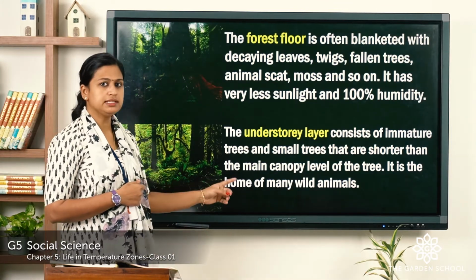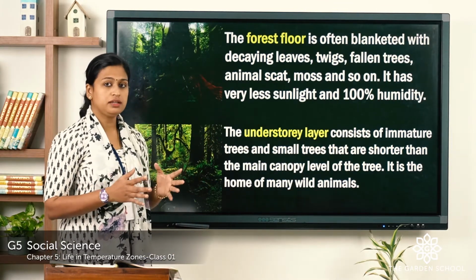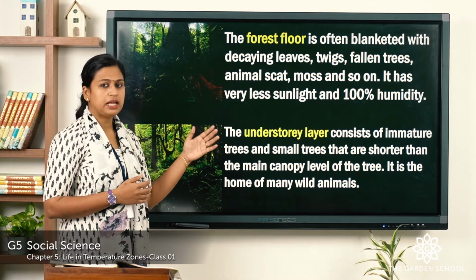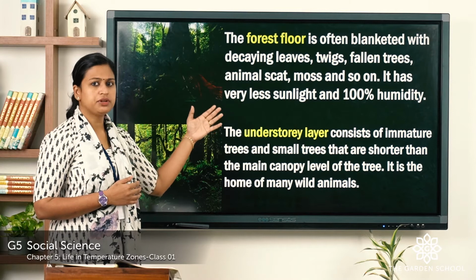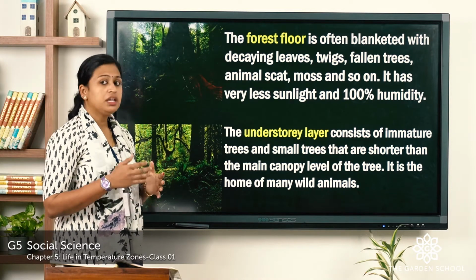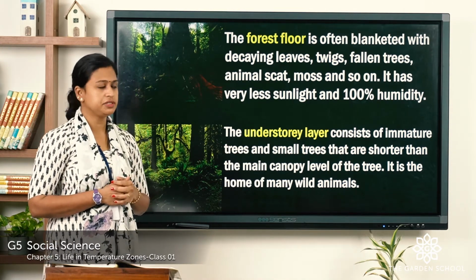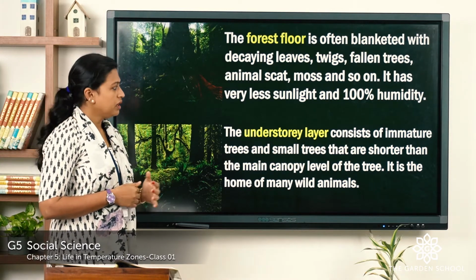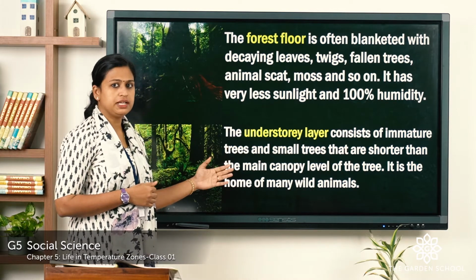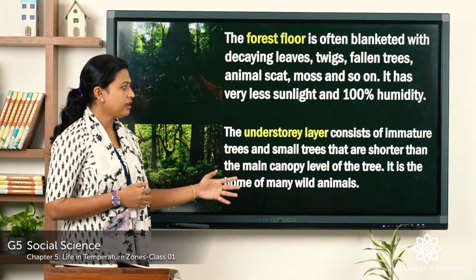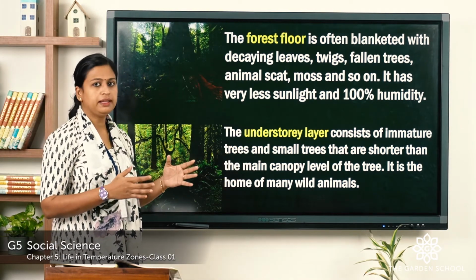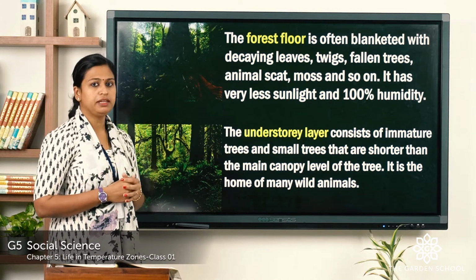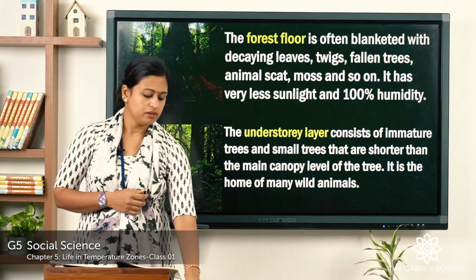The first one is forest floor and it is always covered with decaying leaf, animal scat, fallen trees and so on. It has 100% humidity. Second is the understory layer. It consists of immature trees and small trees that are shorter than the main canopy trees. It is the main home of many wild animals.